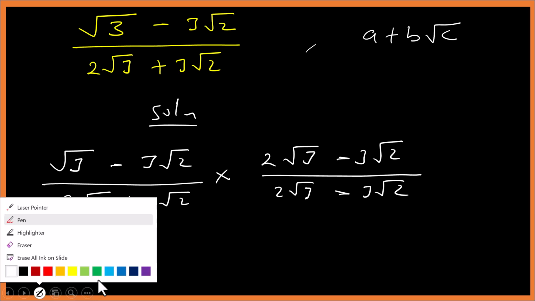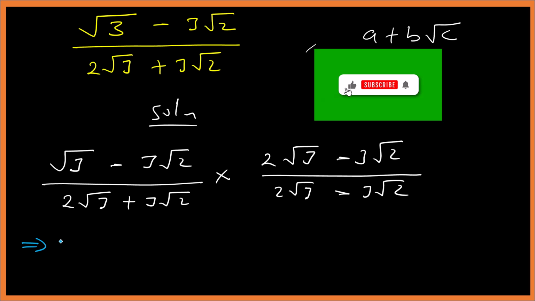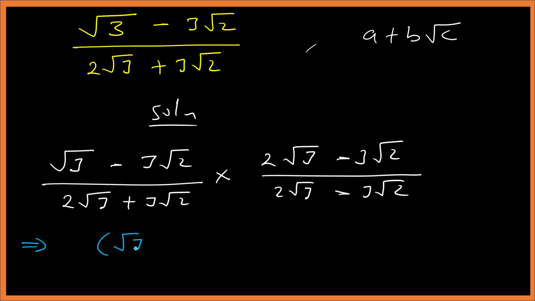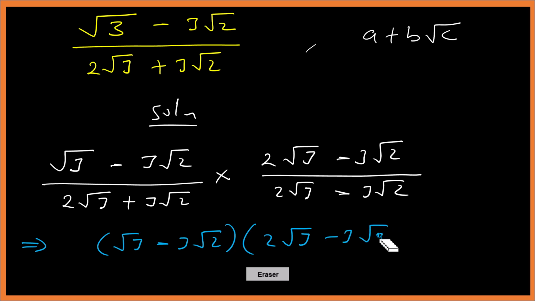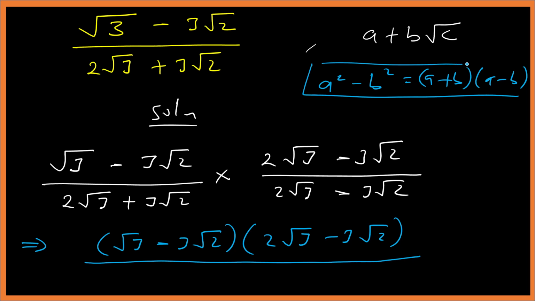Okay. Now let's focus on the numerator, since the denominator is a difference of 2 squares. So from here, I'll just write the numerator as 3 minus 3 root 2, 2 root 3 minus 3 root 2. So the denominator will be, now when we're given a squared minus b squared, the same as a plus b, a minus b. That is difference of 2 squares.